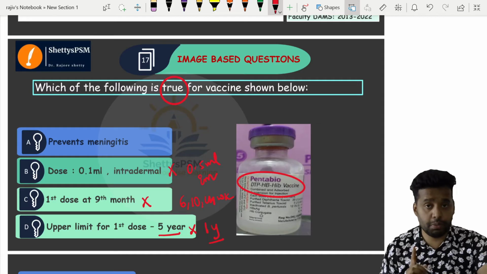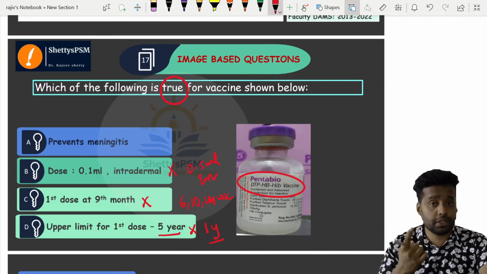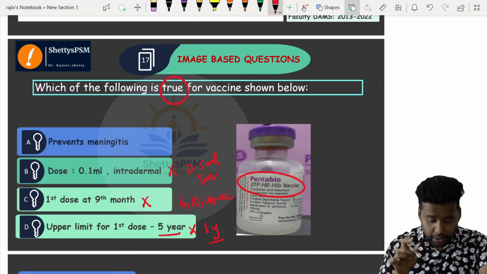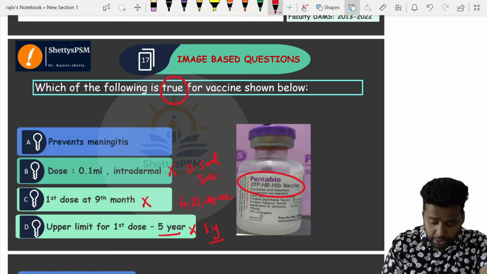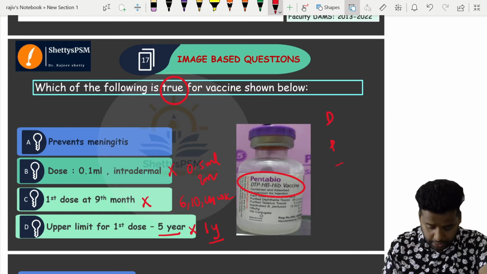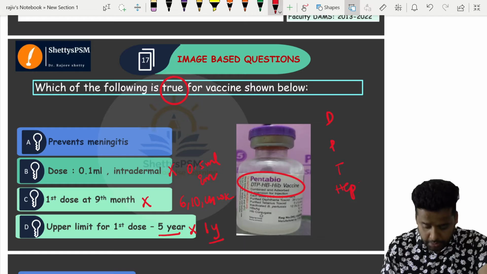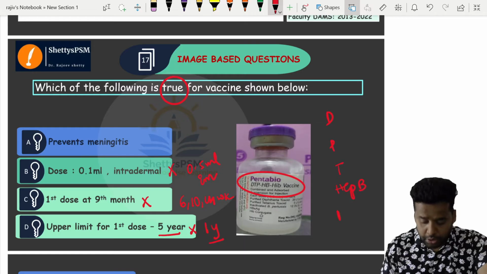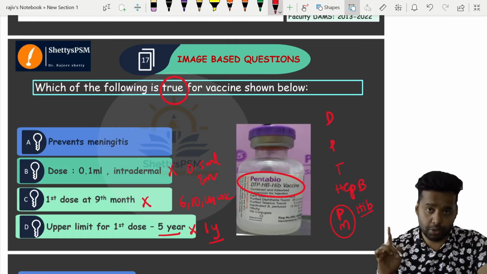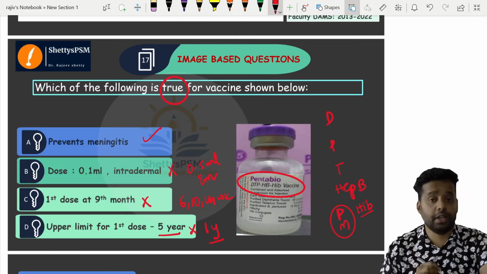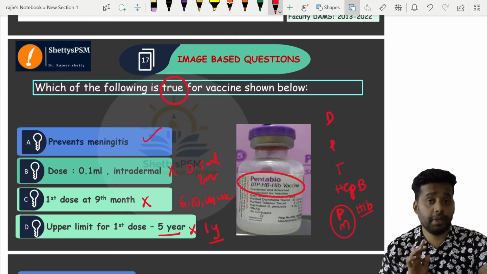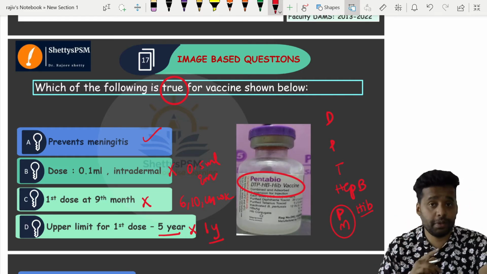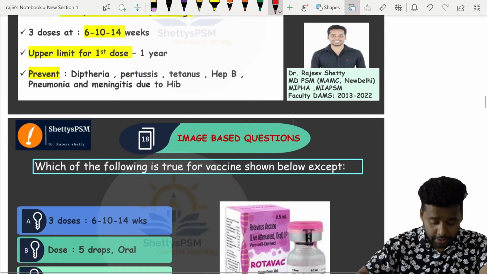Listen to my words properly. Upper limit of first dose is 1 year. And what can it prevent? Diphtheria, pertussis, tetanus, hepatitis B, and at the same time pneumonia and meningitis due to the Hib component. Option A is correct. It can prevent meningitis. What component can prevent meningitis? Hib. Haemophilus influenzae B within pentavalent.